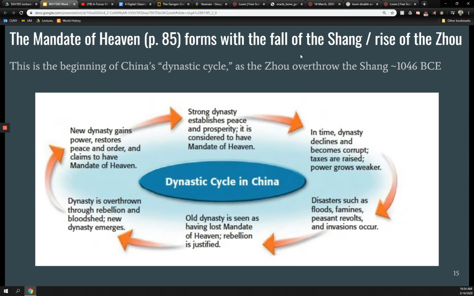But this mandate of heaven can be lost. So you may be born without the mandate of heaven. You may get it later in life, meaning that you should be the ruler of China.